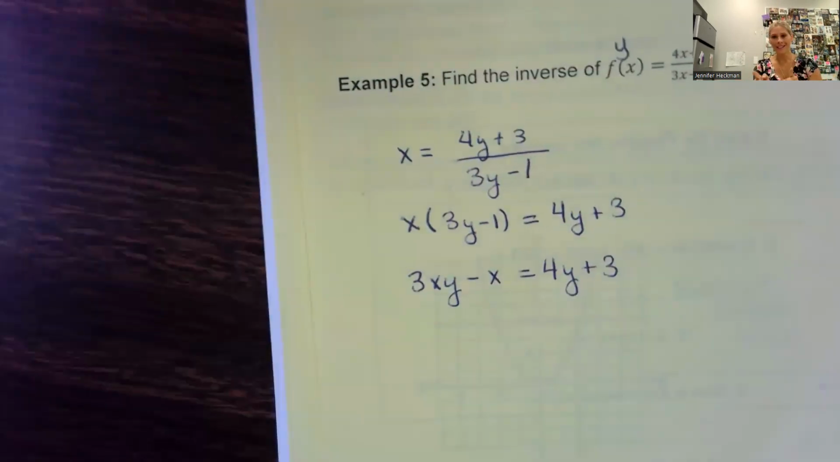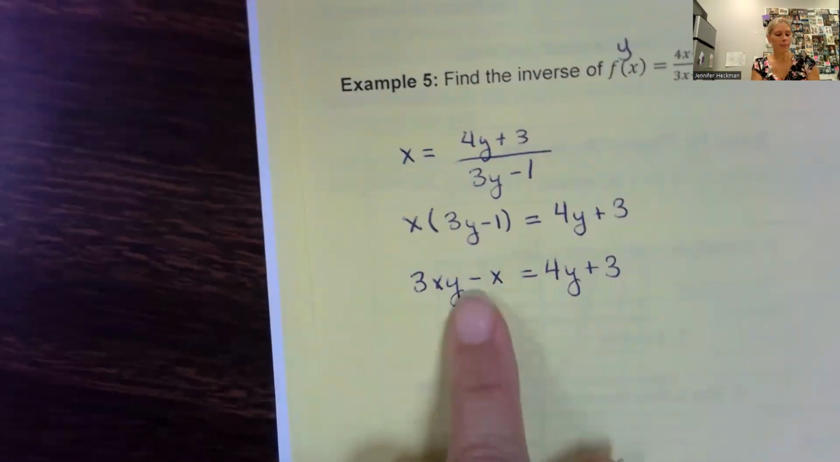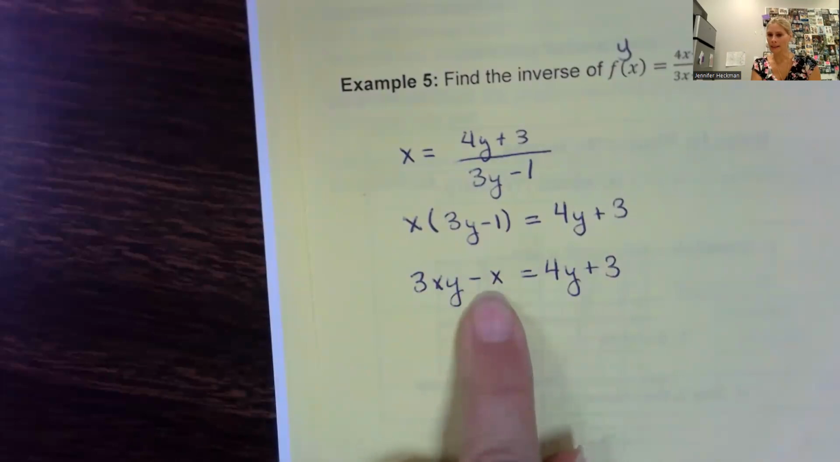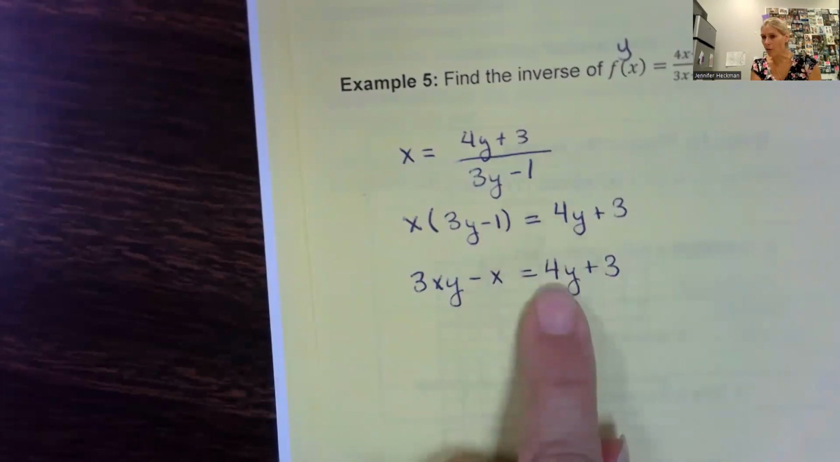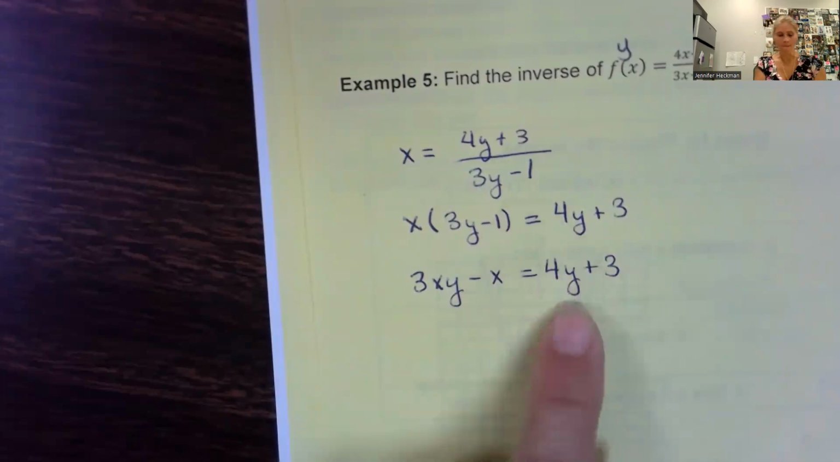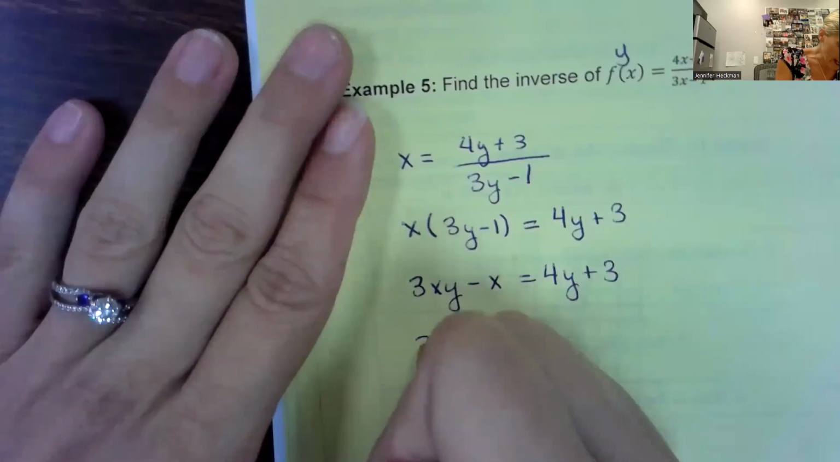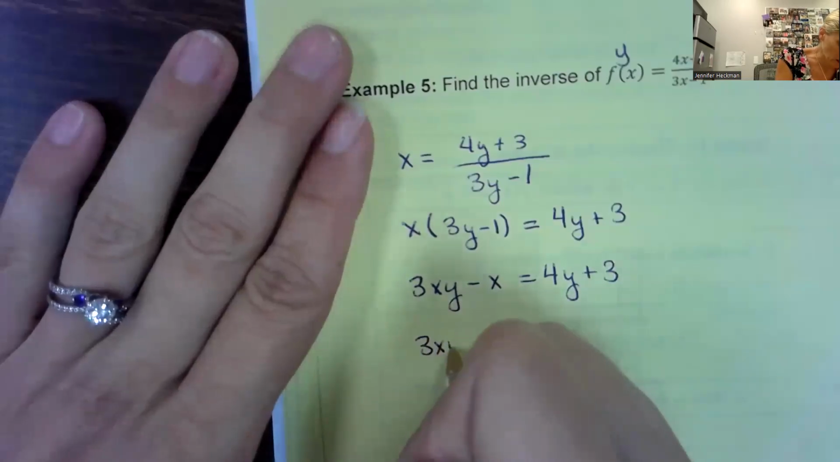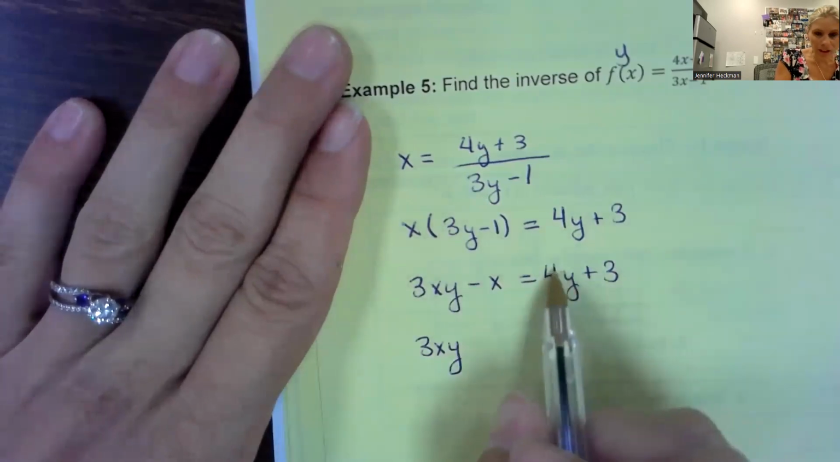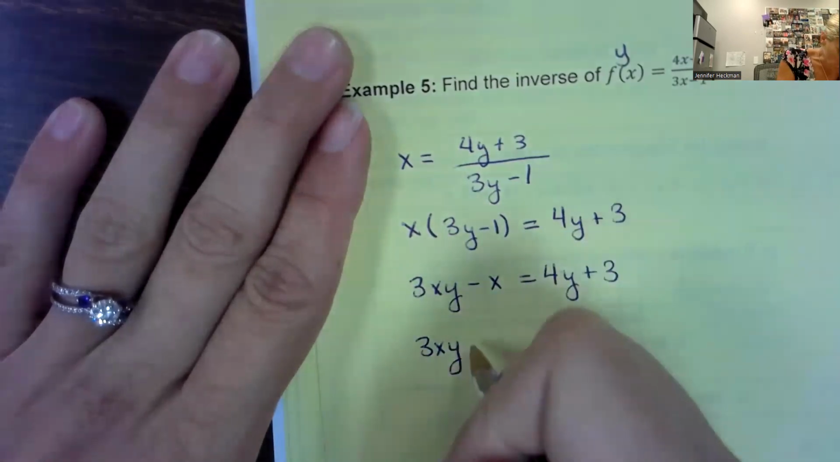Well, here's our next step. What we're going to do is we're going to get all the y's on the left side and everything without a y on the right side. Okay, which means I'm going to add x to both sides and I'm going to subtract 4y to both sides. Okay, so this 3xy stays here. I'm going to move this 4y over by subtracting it.